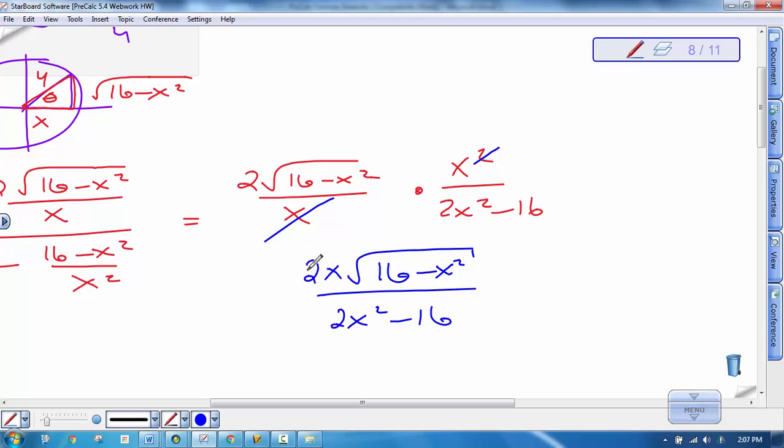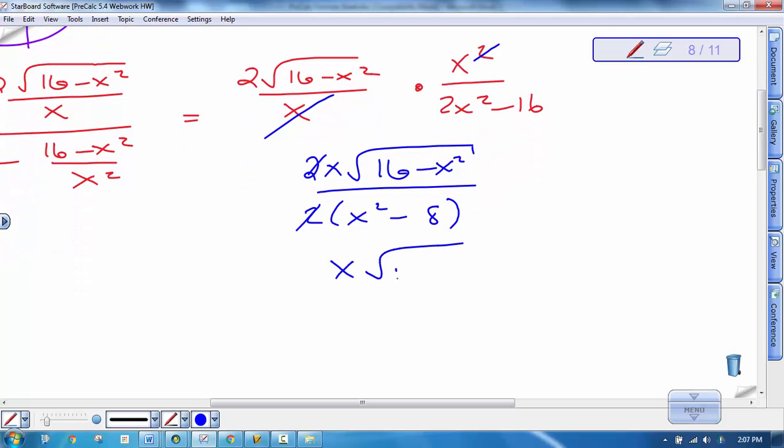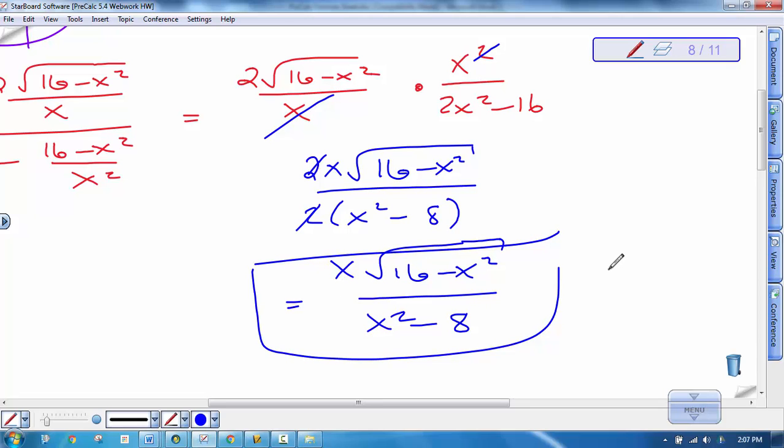Actually, I can factor out a 2 from the bottom and make this x squared minus 8 and cancel the 2 if I want to simplify it a little bit more. And so I'm left with this. And that's pretty good. I don't think I can simplify that anymore. So I'm going to enter that in, use square roots in parentheses appropriately. Make sure you put the top and the bottom in parentheses, and obviously the square root in parentheses as well.